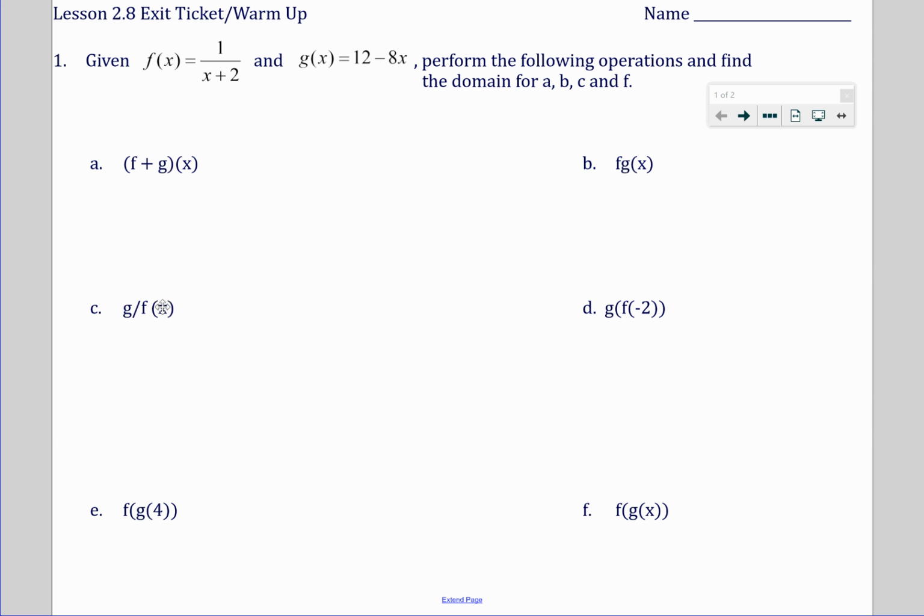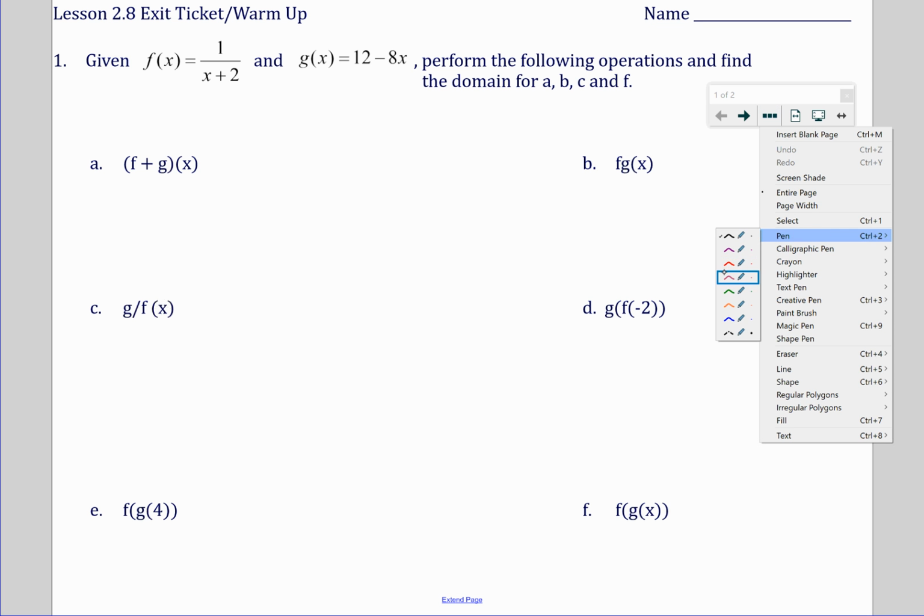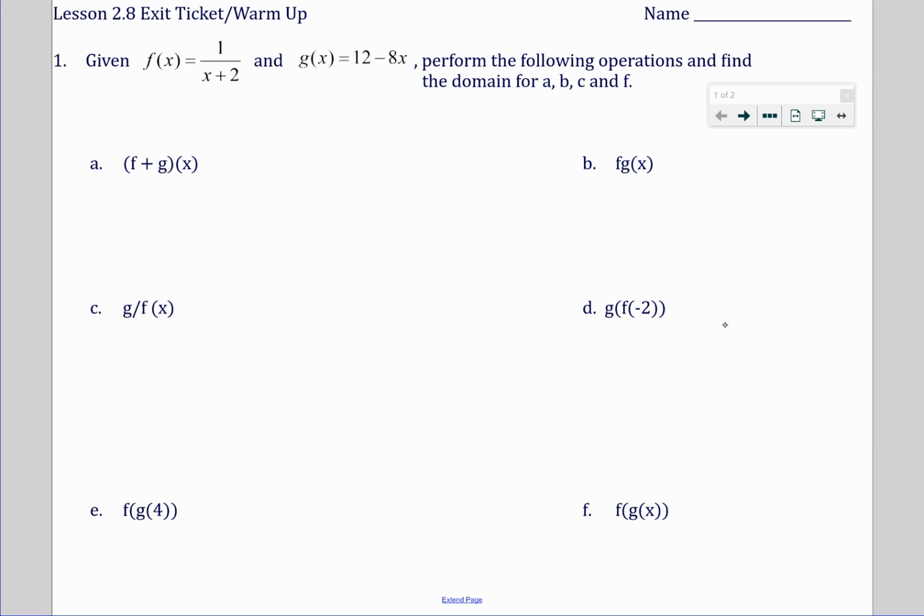First problem, F plus G. F has a denominator, G does not. What do you need to be able to add them together? Common denominator. So how we do that is I'm going to take function G, 12 minus 8x, and to get a common denominator, we're going to multiply by the denominator we want, x plus 2, on the top and on the bottom. So that means we're really just multiplying by 1, something over itself. It's going to change the way it looks, but not really what it's equal to.